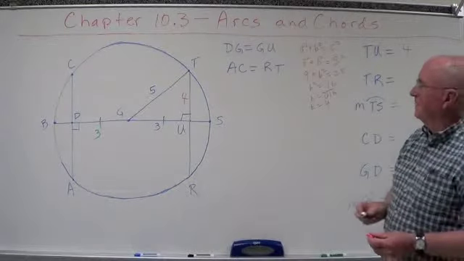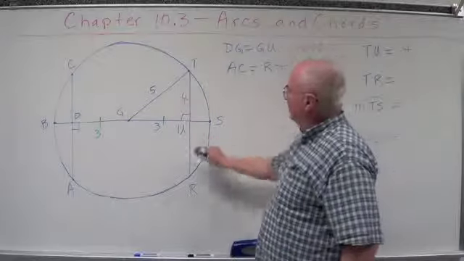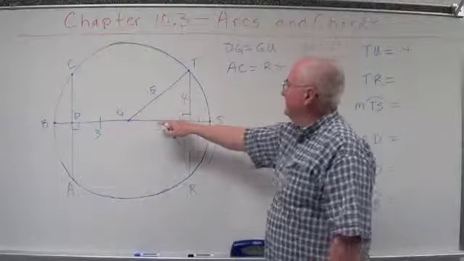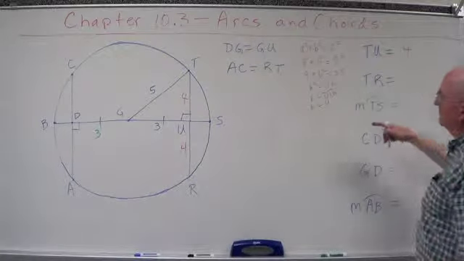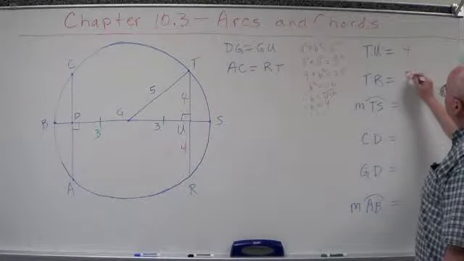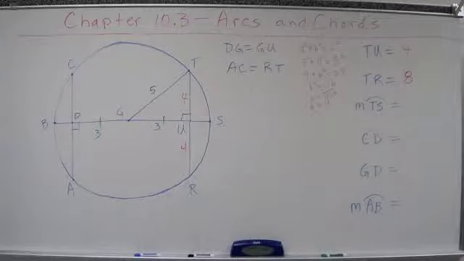Well, what's TR? If this is 4, we know because this cuts this at a perpendicular, it bisects that, so that's also 4. We add those together, we're going to have 8 there.